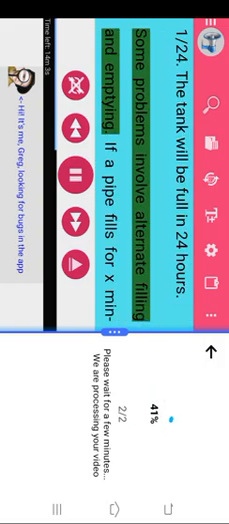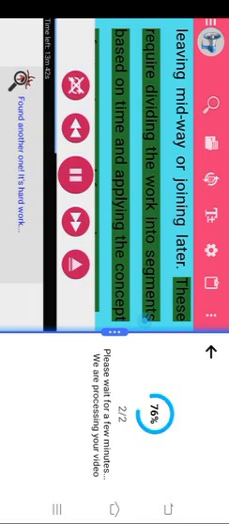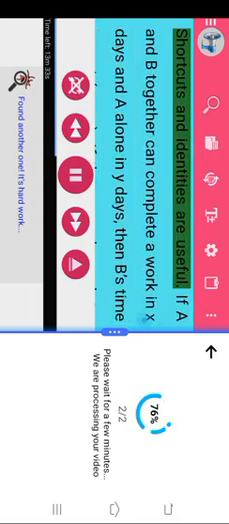Some problems involve alternate filling and emptying. If a pipe fills for X minutes and another empties for Y minutes repeatedly, compute work done in each cycle and extrapolate to the total. Advanced problems also include partial work scenarios, such as one person leaving midway or joining later. These require dividing the work into segments based on time and applying the concept of rate times time equals work for each segment. Shortcuts and identities are useful.